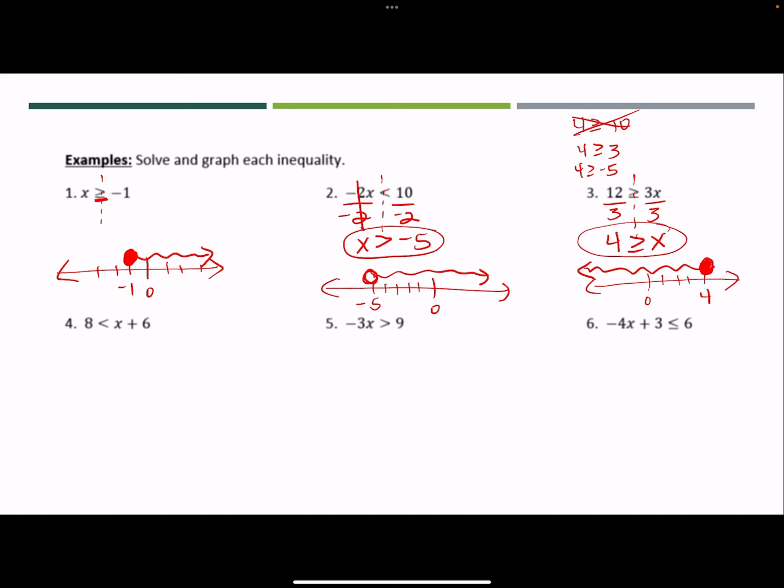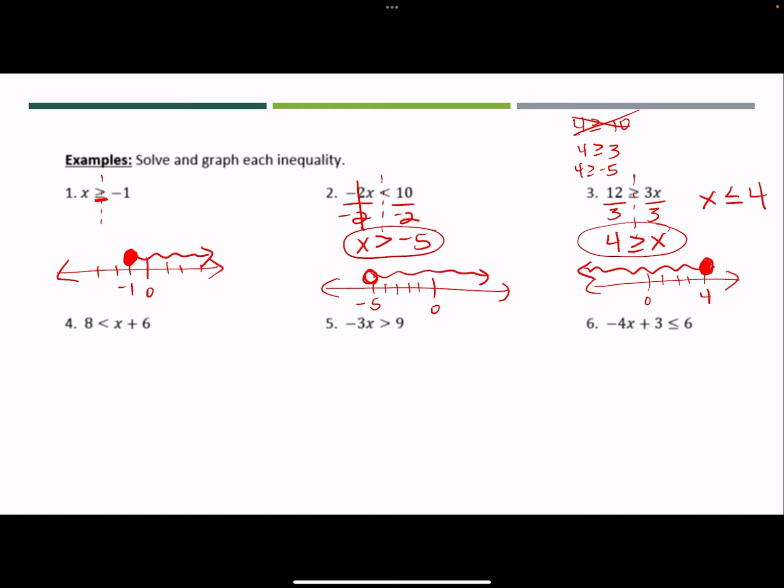If that's a little confusing for you to graph it that way, what you can do is when you solve, if your variable's on the right-hand side, you can flip and put your variable on the left. But here's the thing. If you flip the inequality, the whole thing has to flip, including the inequality symbol.